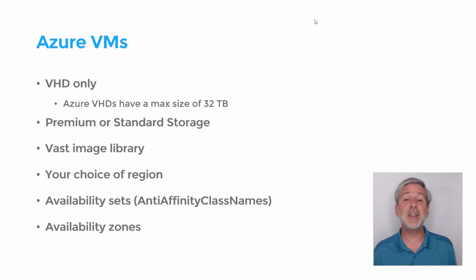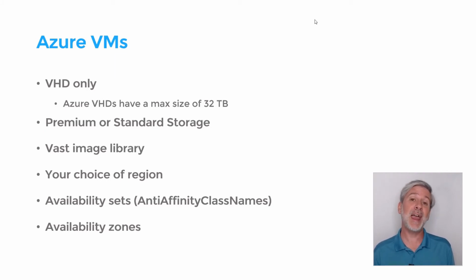They have a vast image library. When you create a virtual machine inside of Azure, you can create it from a template that already has software installed inside. So you don't have to waste a lot of time installing operating systems and applications inside your virtual machine. If there's already an image in their image library that has that software, you can just say, make a VM using this template, and the software will be pre-installed in the VM for you.